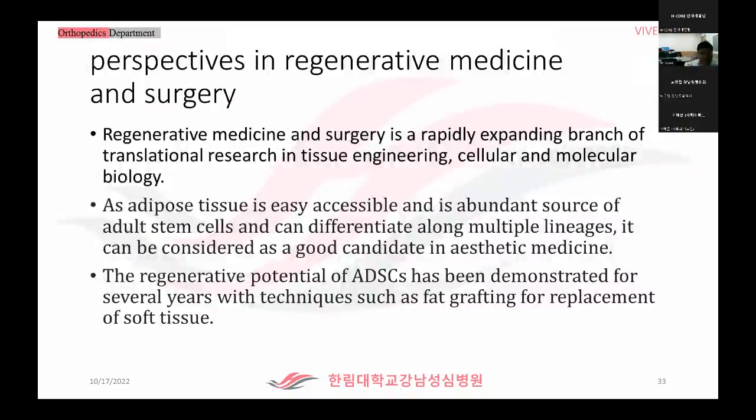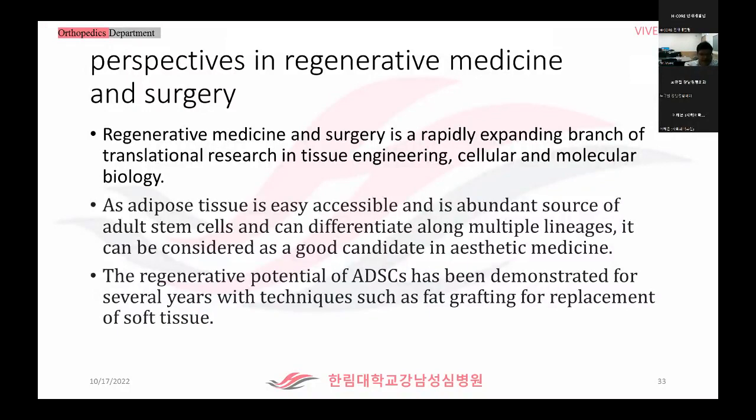So as adipose tissue is easily accessible and an abundant source of adult stem cells and can differentiate along multiple lineages, it can be considered a good candidate in aesthetic medicine. So that's why we selected the adipose tissue for our study, as well as targeting adipose tissue for further study.